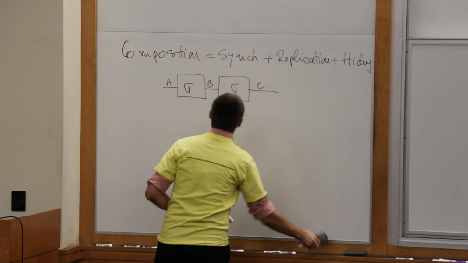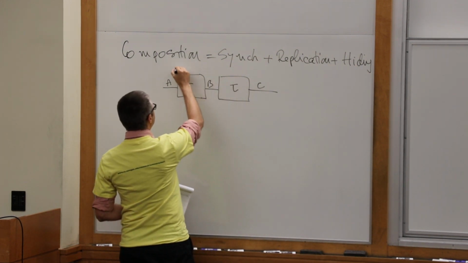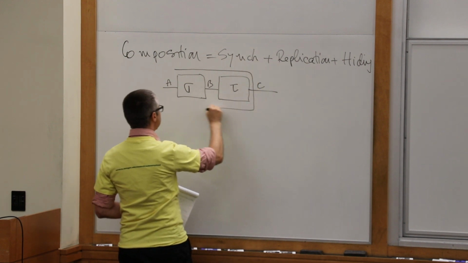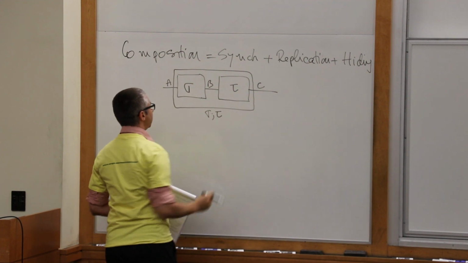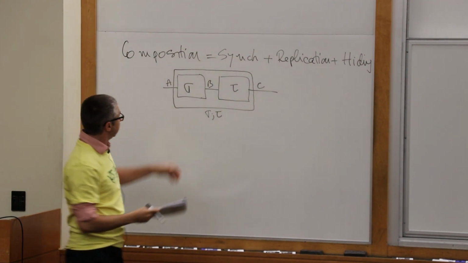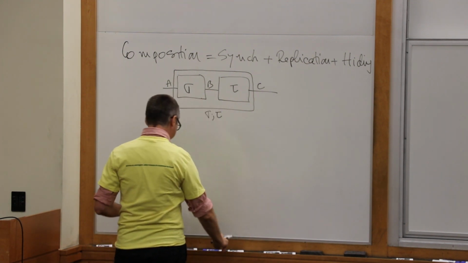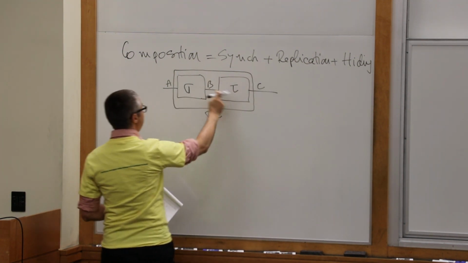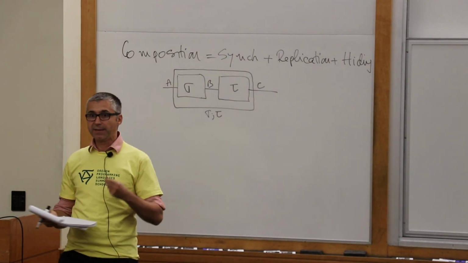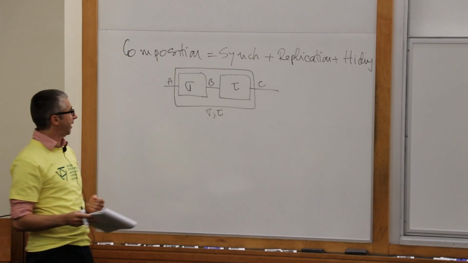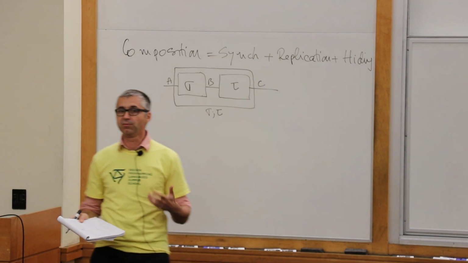And tau is a strategy from B to C, and their composition is a strategy from A to C. This is where the synchronization happens, obviously on B. And also the replication happens, because tau can start several copies of sigma. It may require several copies of sigma to interact with if you have a nonlinear function, a function that uses its arguments several times.